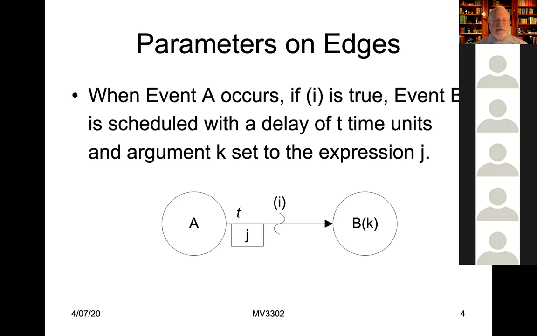So something similar can be done using event graphs. So this is the canonical representation of it. And what this means is that when event A occurs, then when the Boolean condition I is true, again, the Boolean condition and the time are always part of it. So if the condition is true, then event B is scheduled to take place with a delay of t. And when B occurs, you notice that B has an argument, I'm just calling K here. This J that's in the box on the edge is the parameter that's passed to that event.